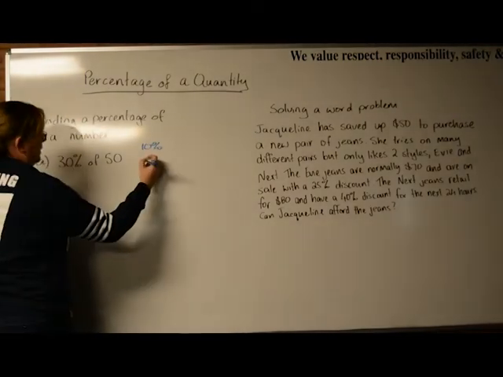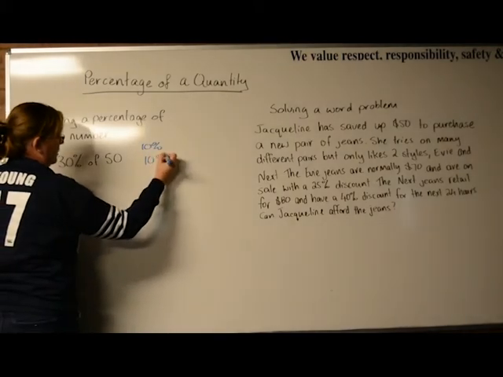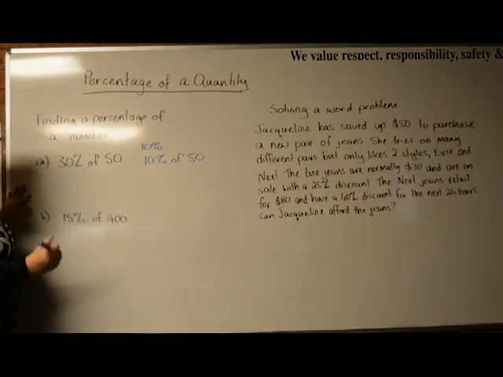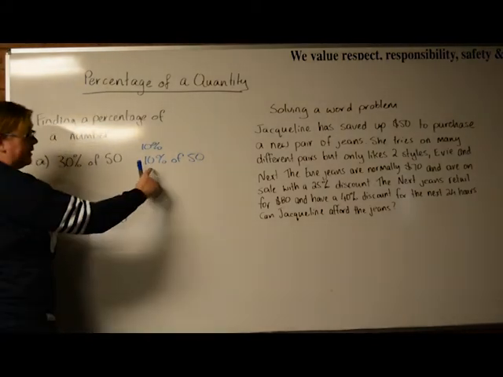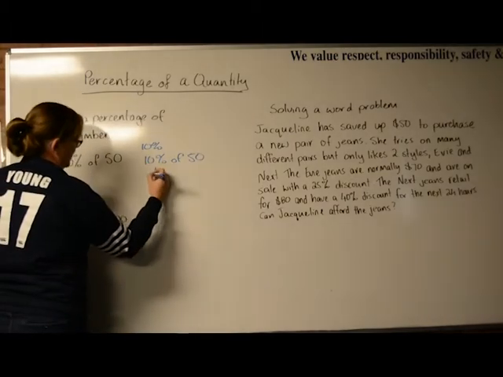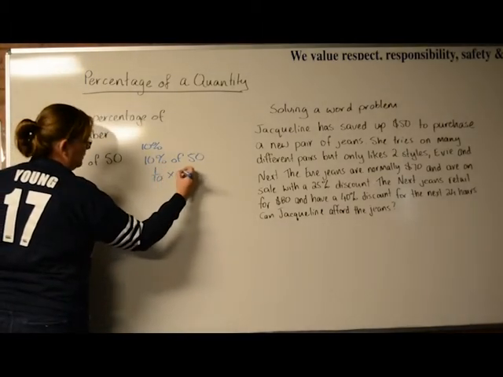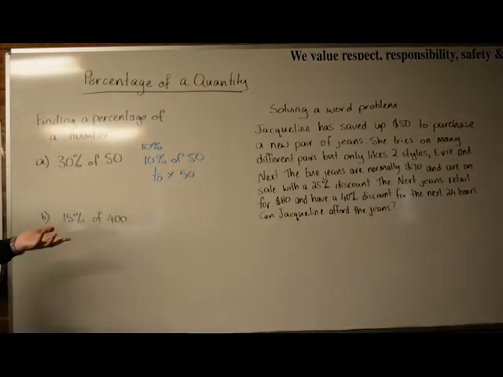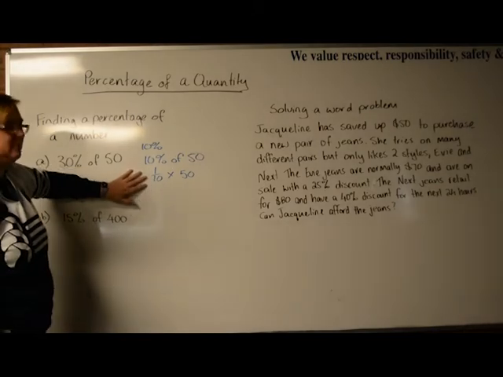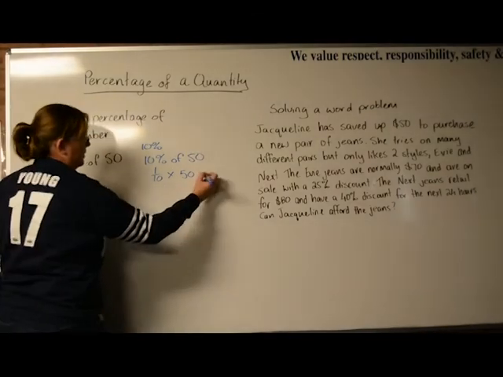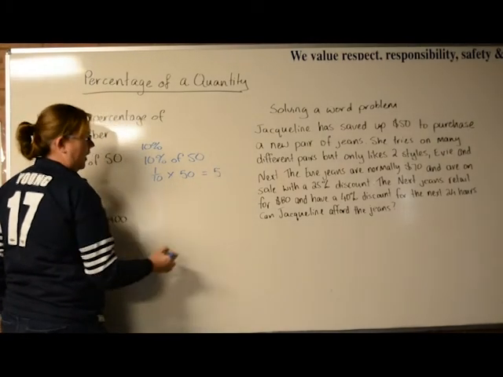So, we go 10% of 50. Let's follow our steps. So we need to change that to a fraction. What is that as a fraction? 1 over 10 times 50. What's 50 divided by 10? Because that's all that really says is divided by 10. So what's that? 5. So that equals 5.